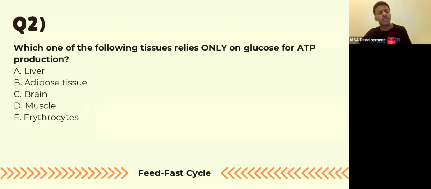Question 2 now. Which one of the following tissues relies only on glucose for ATP production? 3, 2, 1. The answer is E. Erythrocytes is another name for RBCs.